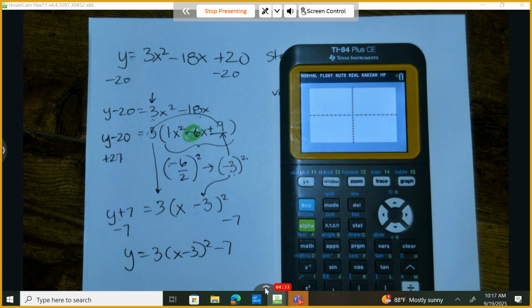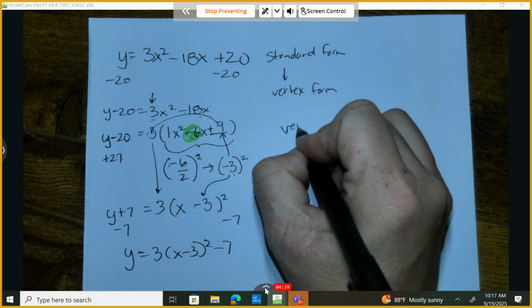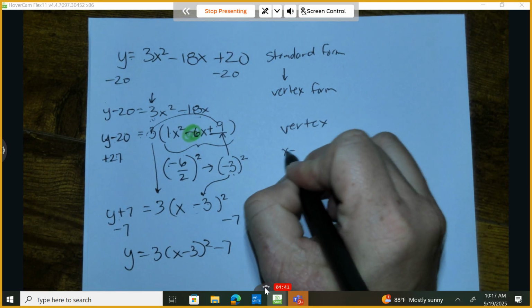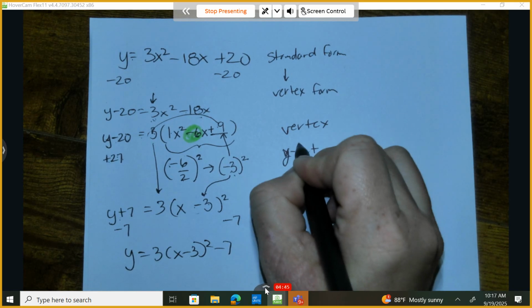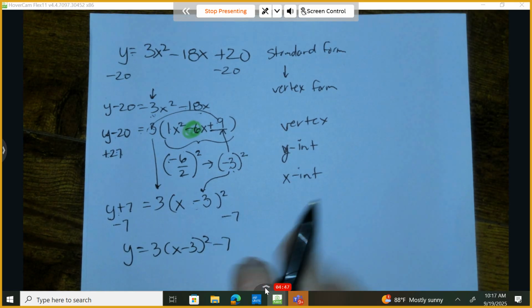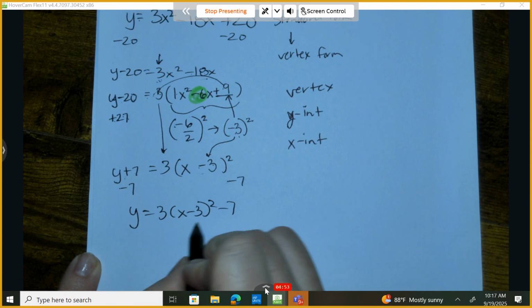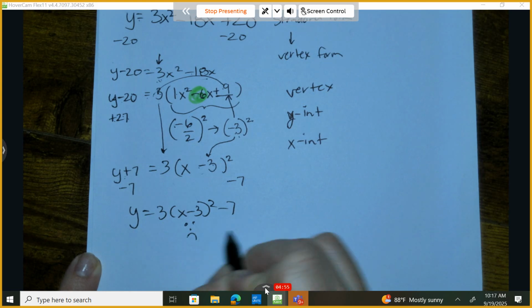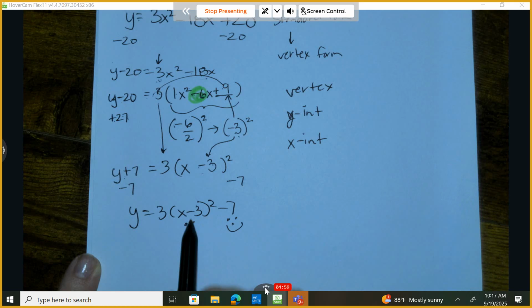Okay, we have 4 more tasks after we verify. The first 2 tasks are like 2 seconds each. Please write down vertex, then y-intercept, and x-intercept. The vertex can easily be found in this form of the quadratic equation. Please put a frowning face and a smiley face into the appropriate places.